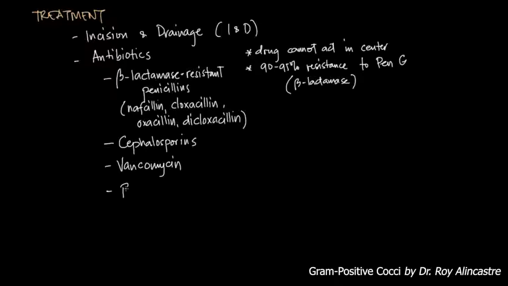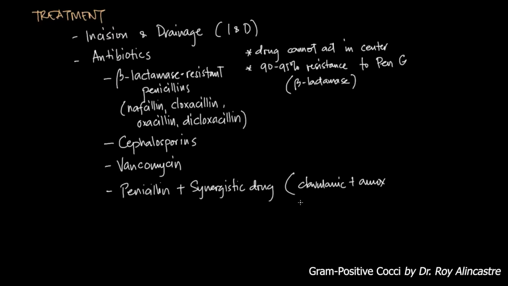A penicillin can also be given with another drug for a synergistic effect. For example, clavulanic acid is added with amoxicillin to make coamoxiclav. You can use this for non-life-threatening skin and soft tissue infections.